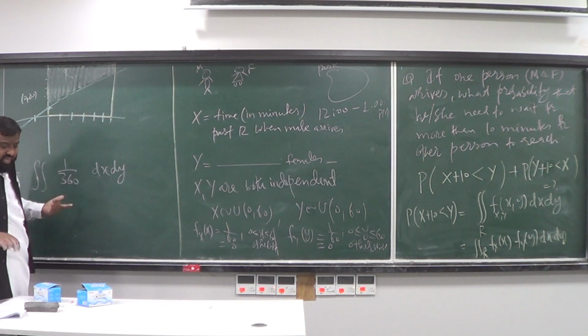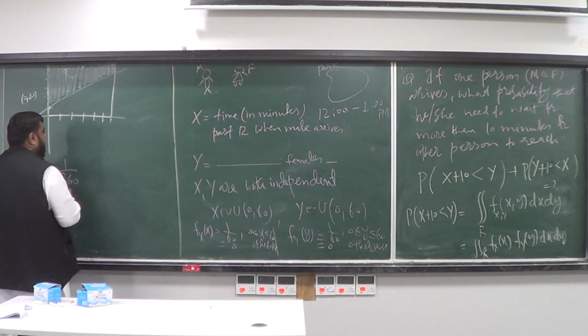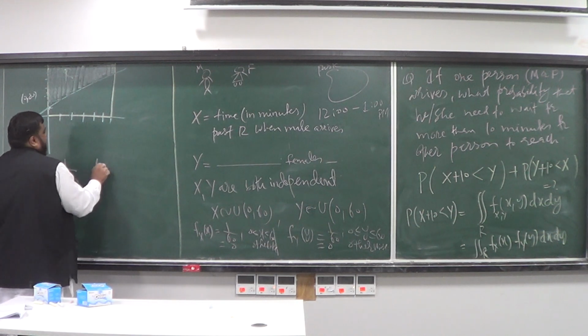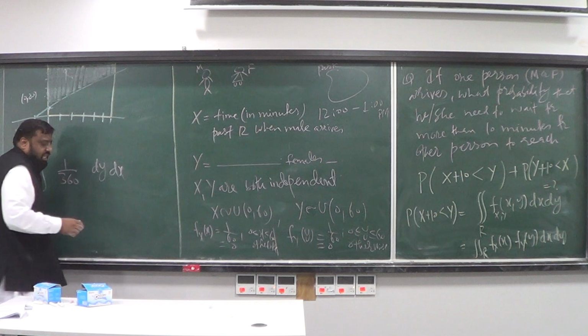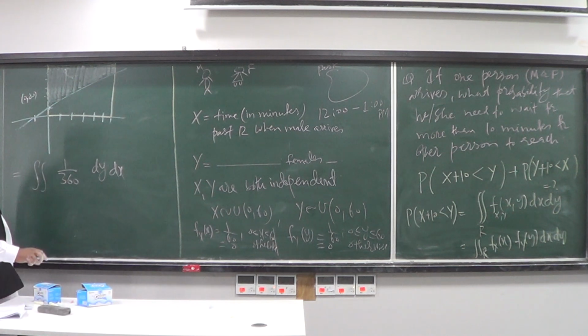But another thing that you can quickly do is that instead of considering dx dy, consider dy dx, and put a limit on y.